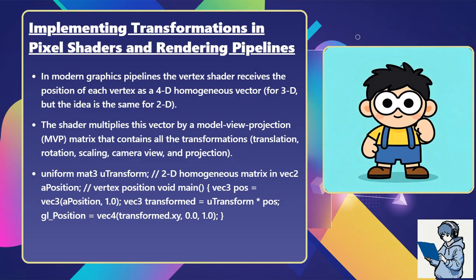In vec2 a_position. Void main open brace vec3 pos equals vec3 a_position, comma 1.0 semicolon vec3 transformed equals u_transform times pos semicolon gl_Position equals vec4 transformed dot xy comma 0.0 comma 1.0 close brace.